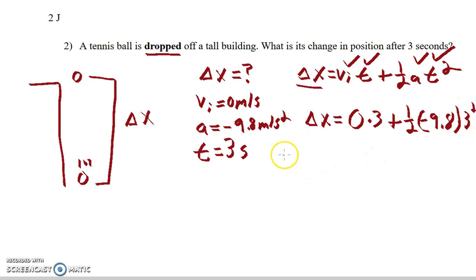So we're just going to solve now. Delta x is equal to, the first term is going to cancel, but let's just punch this into the calculator. You punch that in the calculator, it is negative 44.1 meters.